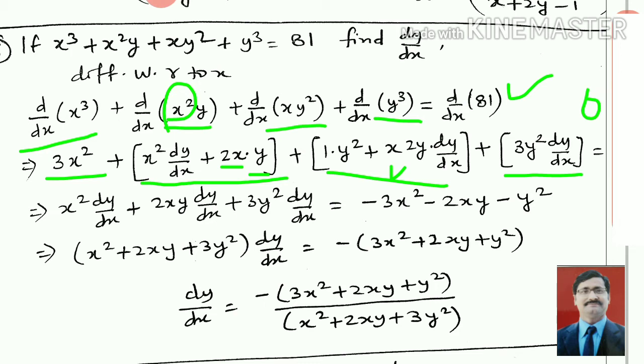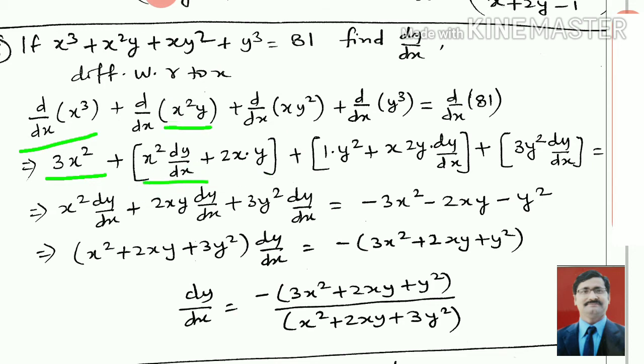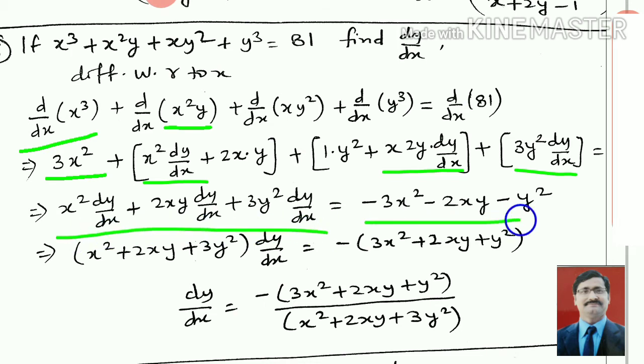Now you write in a proper way. First you write all the dy by dx terms. So dy by dx terms we have x square dy by dx, then next we have 2xy dy by dx, and we have 3y square dy by dx. So you can write these first. Other terms you will transfer to the right hand side. So this 3x square will be transferred, this 2xy will be transferred, and the y square will be transferred. So we get here on the right hand side equals minus 3x square minus 2xy minus y square.